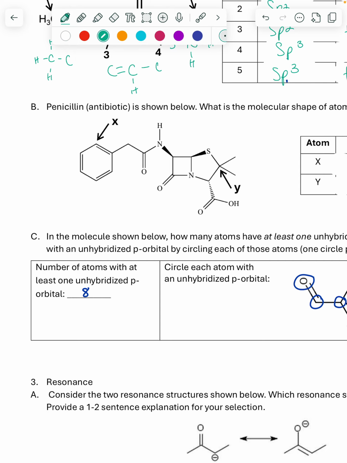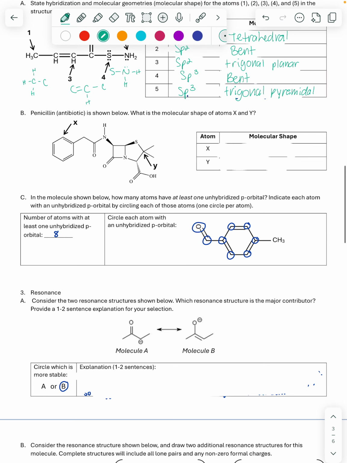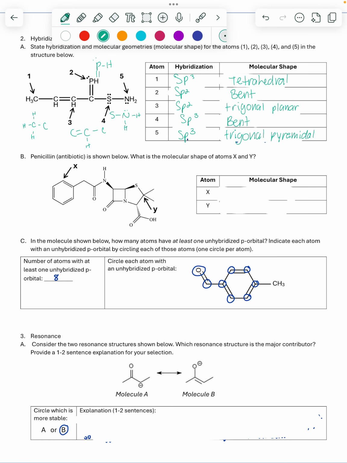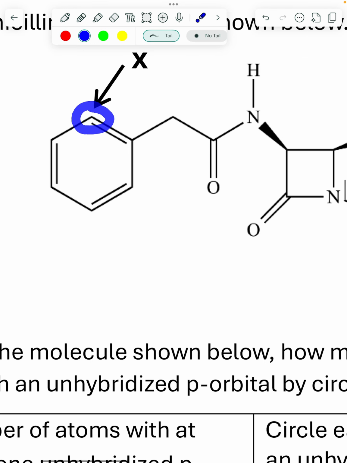All right. Now we're looking at these, and we're going to do the same thing, except we're skipping the hybridization step for this next question and just going straight to the molecular shape. So this molecule here is X. So let's look at X first.